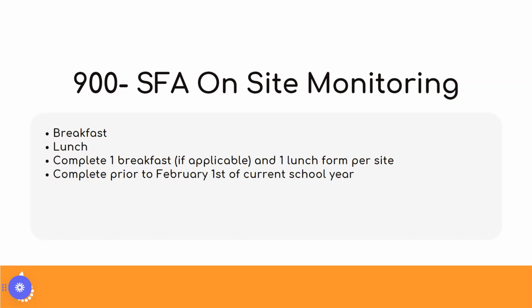There is a form for breakfast and there is a form for lunch. So if your site is doing breakfast and lunch, you would have to fill out one of each of those, and you would need to observe a breakfast period and a lunch period, and then fill out the form accordingly. And you'll need one of those separate for each individual building within your district. And that's due by February 1st of every year. So again, if your review is before this, you may have to complete this a bit earlier than you might typically tend to complete these forms.